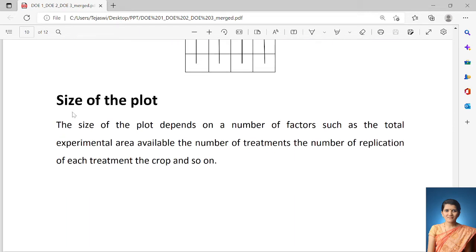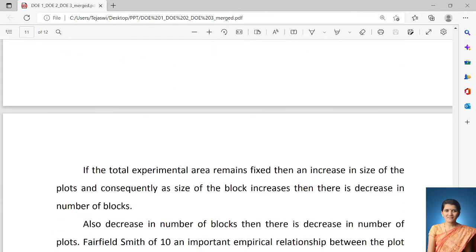But how do we decide the size of the plot? The size of the plot depends on factors such as the total experimental area available, the number of treatments, and the number of replications of each treatment, and so on. If the total experimental area remains fixed, then an increase in the size of the plot consequently increases the size of the block. Then there is a decrease in the number of blocks, and also a decrease in the number of plots.